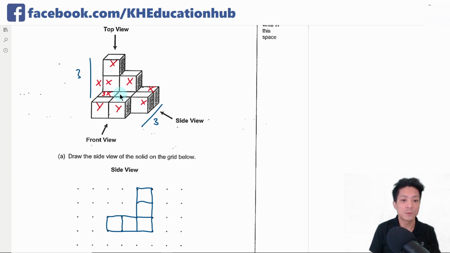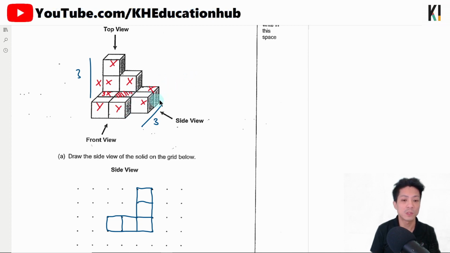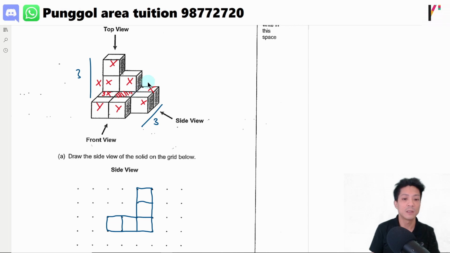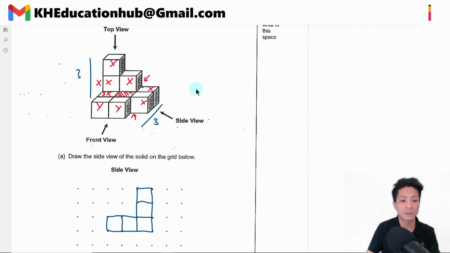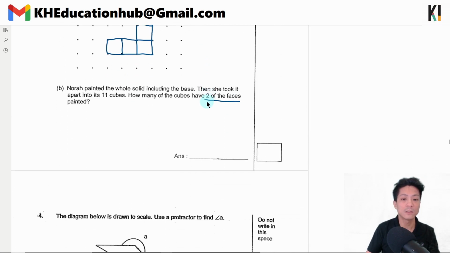This cube over here will have 2 faces painted because only the top and the bottom are exposed. So that is 1. The cube that is behind it will also have 2 of its faces painted, because its back is exposed and the bottom is exposed. The rest of the parts are covered. So in this case there are 2 cubes which have 2 of the faces painted.